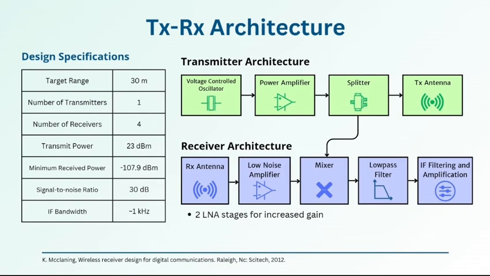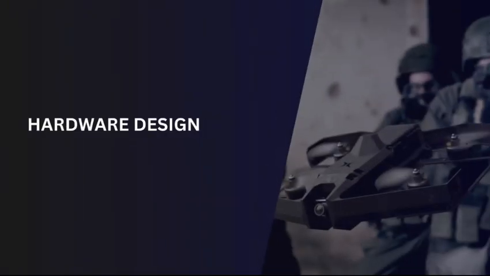Considering the transmitter-receiver architecture, we have a VCO to generate the stable continuous wave at 2.47 GHz, which is then amplified and split for transmission and mixing at the receiver. In the receiver, the received signal undergoes amplification in 2 LNA stages. Then it's mixed with the transmit signal, which produces the IF signal containing the Doppler shift. This is extracted using a baseband filter and further amplified until we can sample it using an A to D converter. Now let's look at the hardware design.